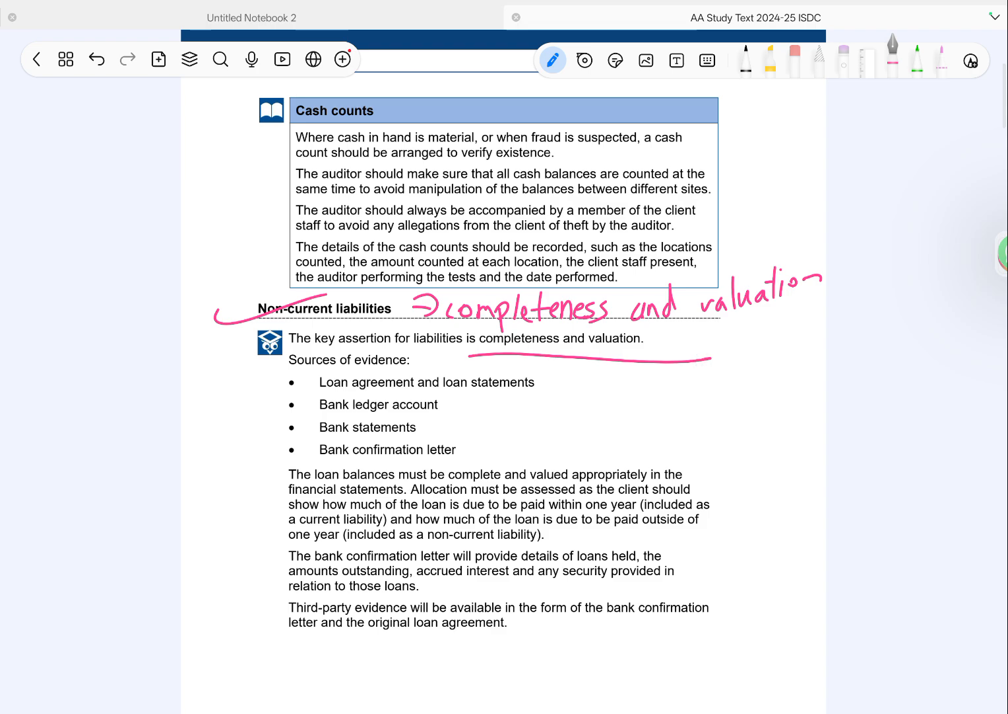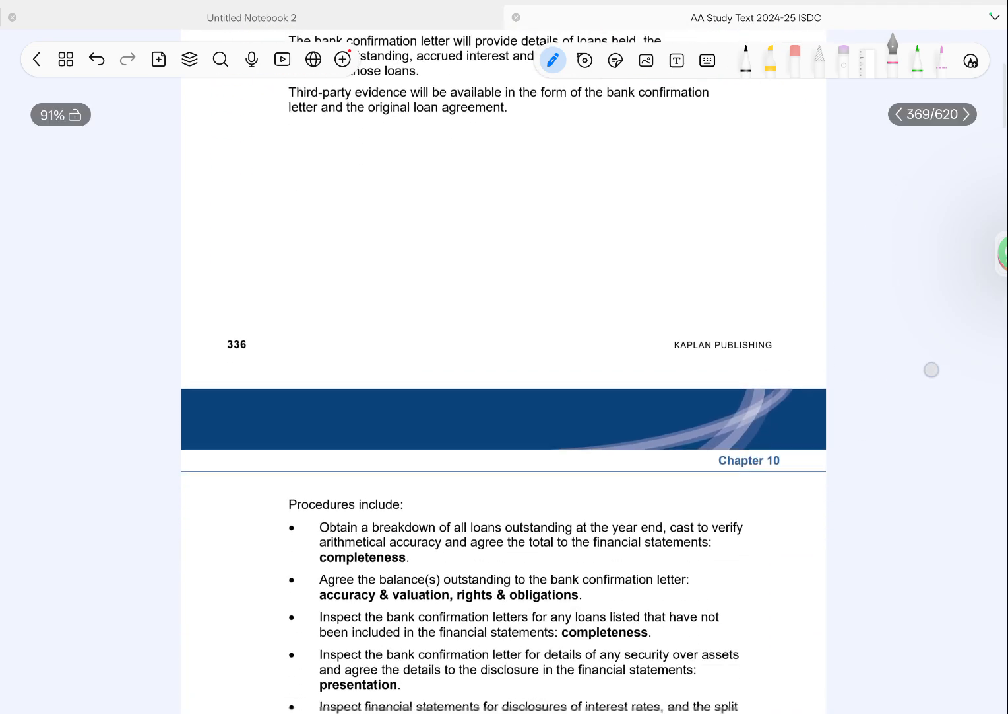So the auditor must ensure that all loan balances are fully recorded and correctly valued in the financial statements. It is also important to check the classification: how much is due within 1 year as a current liability, and how much is long term. Evidence for this includes loan agreements, bank statements, bank ledgers, and bank confirmation letters. The bank confirmation letter is especially useful as it provides independent details of loan balances, interest, and overall security attached. Overall, the third party evidence like loan agreements and bank confirmations adds strong reliability to the audit process.